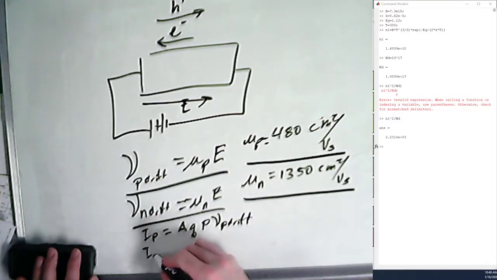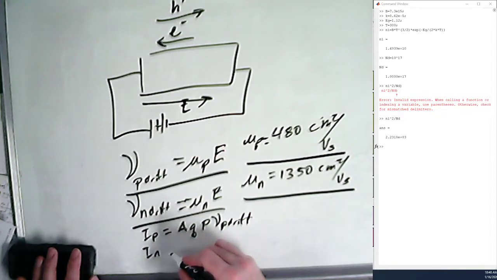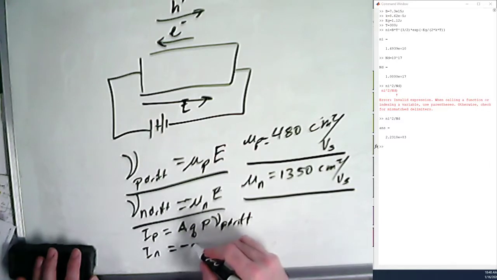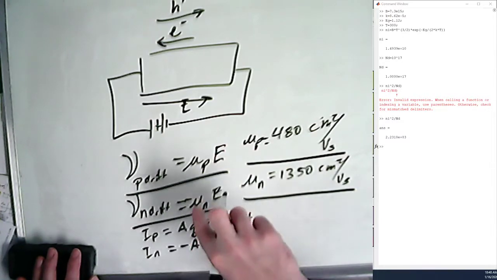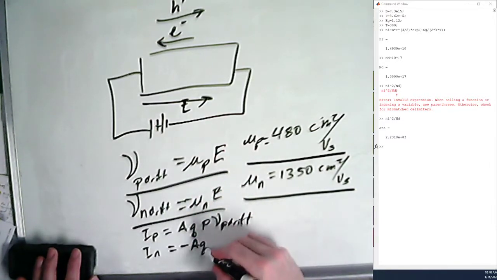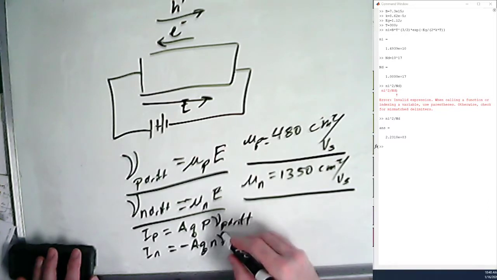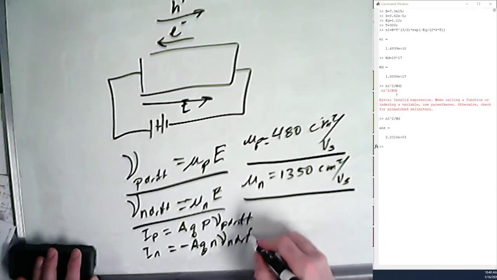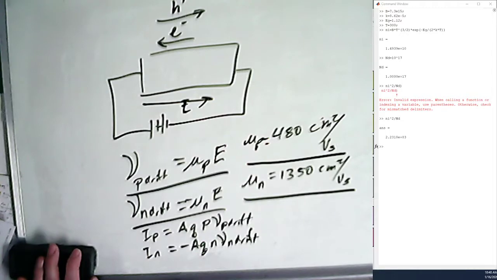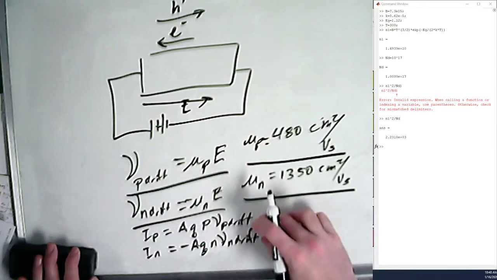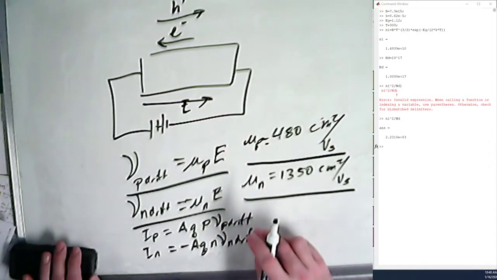Okay? I_n is going to be the exact same thing, except there's a minus sign. Minus sign in opposition to this minus sign, so that both of these add up to be positive.